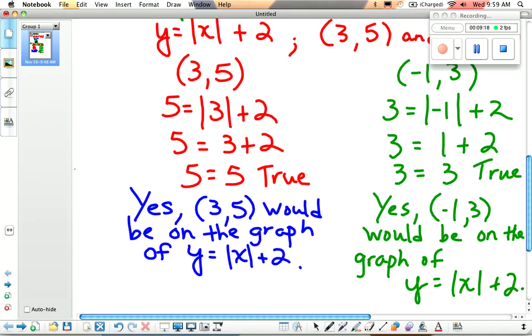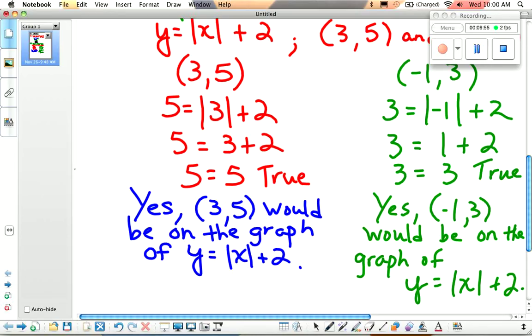When we put 3 in for x, do you think there's any other y value we could possibly ever get? What do you think? Absolute value of 3. Isn't that always going to be 3? And if you add 2 to it, you're always going to get 5. 3 plus 2 is always going to be 5. There are some things we can say always, right? So do you think that's going to hold true for all x values? They're only going to have one y value?